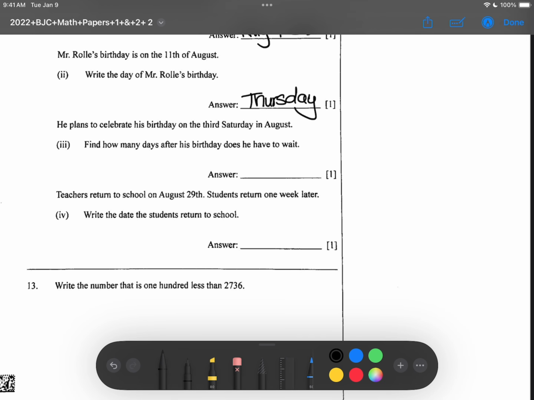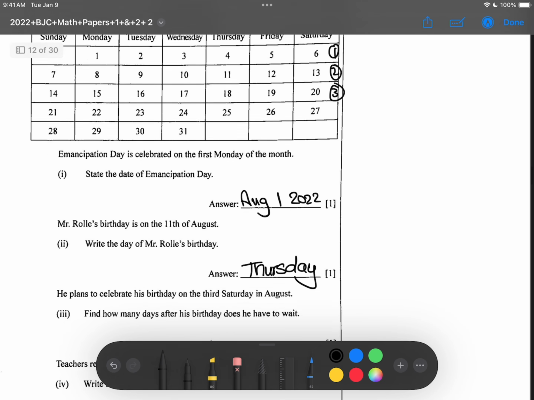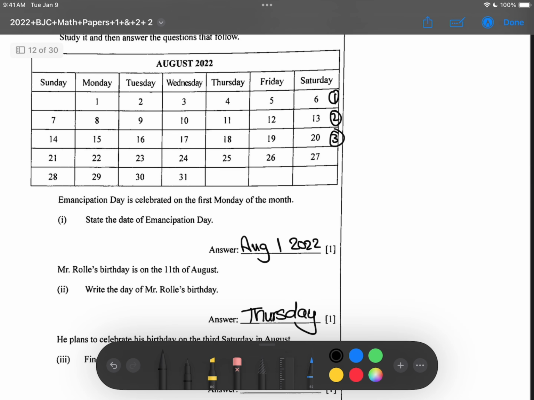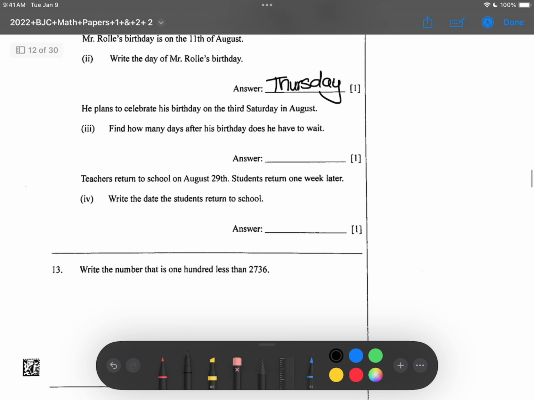And then it says, find how many days after his birthday he has to wait. So if his birthday is on the 11th, after his birthday, this would be 1, 2, 3, 4, 5, 6, 7, 8. He would have to wait 9 days after his birthday.